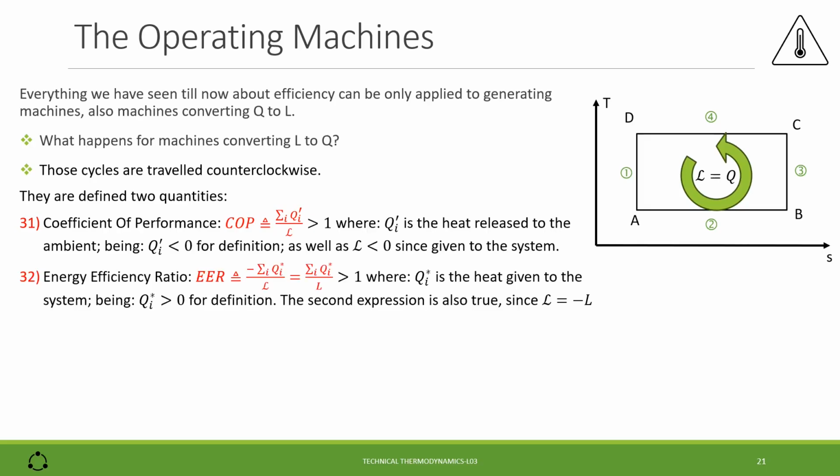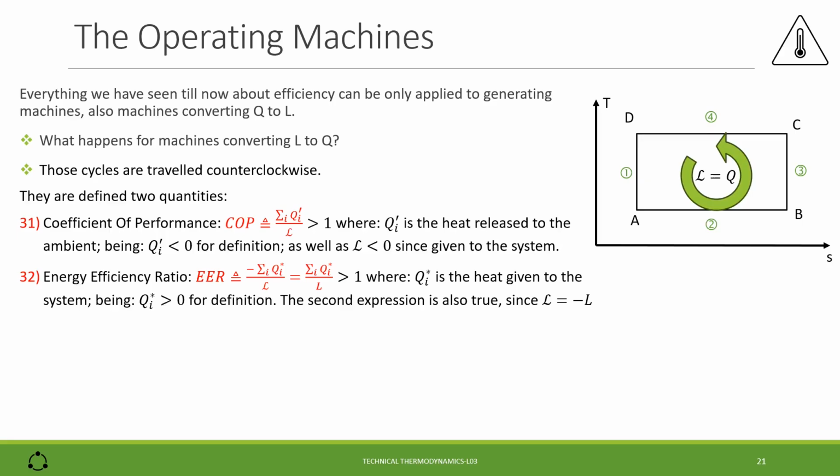Energy efficiency ratio is the ratio between the negative sum of Qi star over thermodynamic work, or we can express it as the positive sum of Qi star over technical work, remembering that thermodynamic and technical work are opposite in a cycle, and also this quantity is greater than 1.